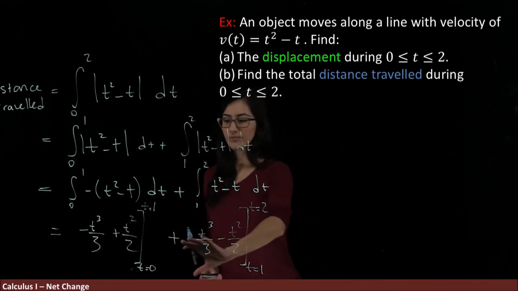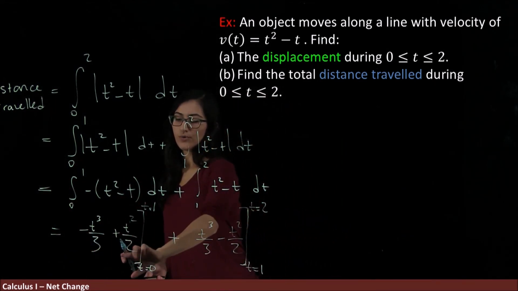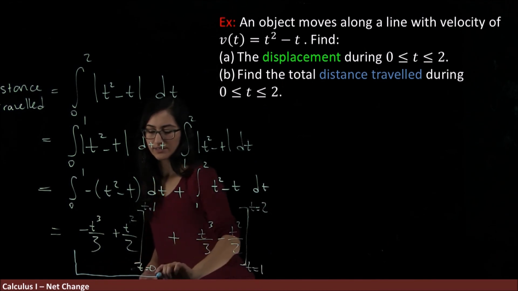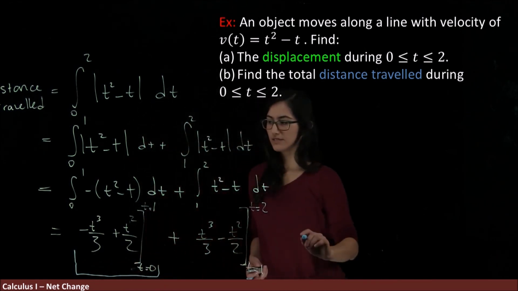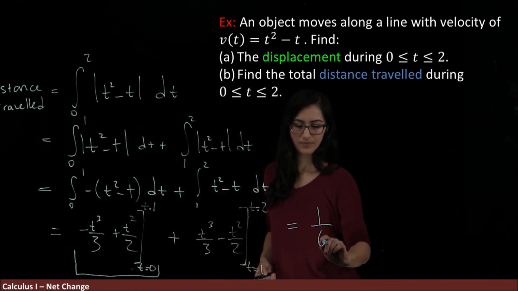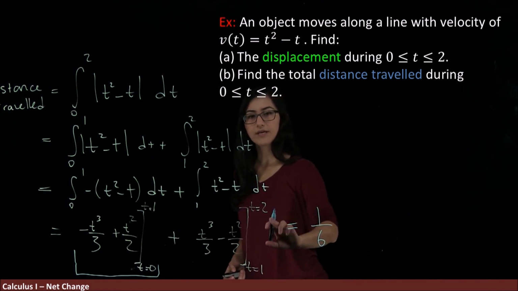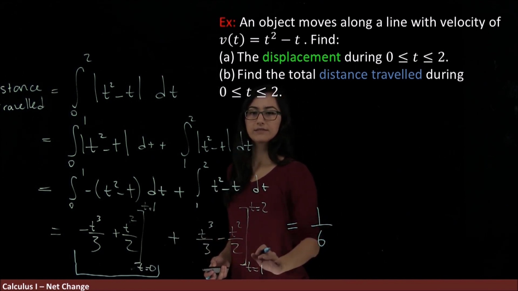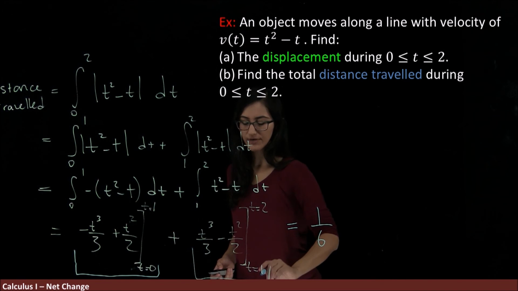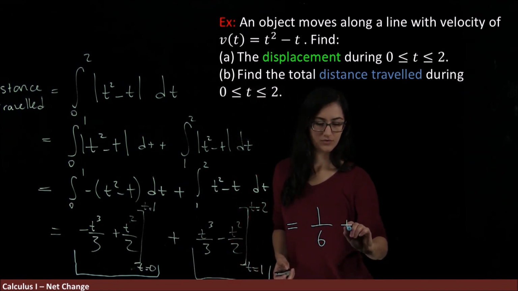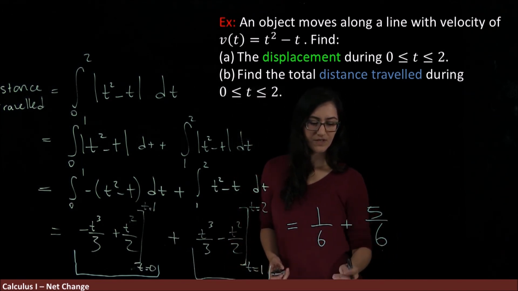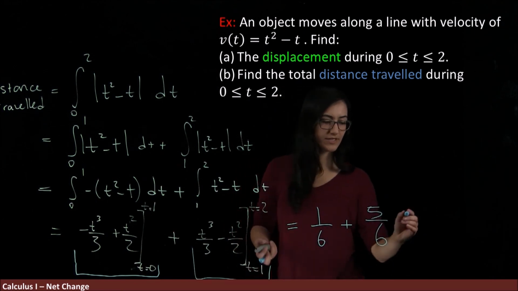So here we plug in 1 and 0. And for this part, I got the value 1 over 6. And for this part, we plug in 2 and 1 and take the difference. For that part, I got the value 5 over 6. So if I add these up, I just get 1.